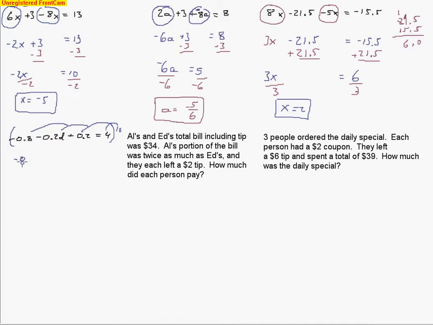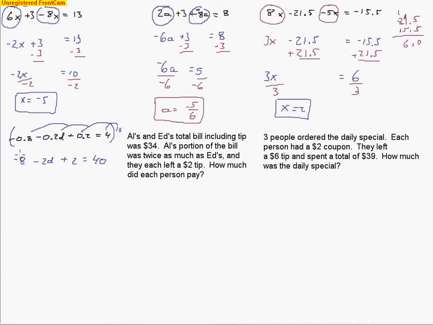So this is negative 8, because I just moved it over one space when you multiply by 10. Here I have negative 2d, a positive 2, and it equals 40. 40 because 4 times 10 is 40. So that's where I say the numbers get bigger.